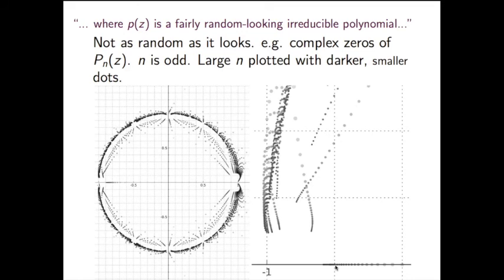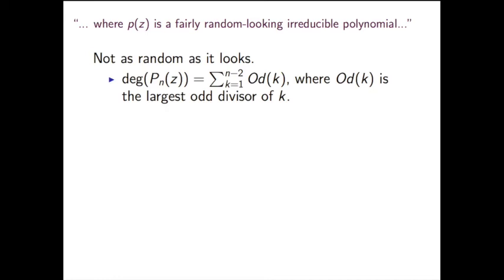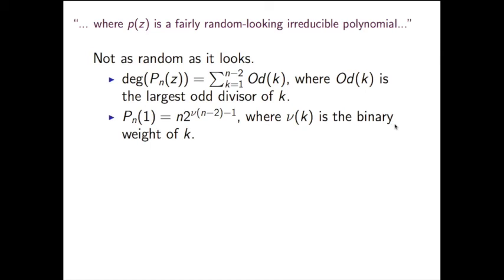We also found we could tease out a few other things about P of Z. We have the degree sequence, for example, in terms of the largest odd divisor of the numbers 1, 2, and so on. And we also know what the sum of the coefficients of P of Z is. But unfortunately, we were unable to answer the main question that was in Knuth's email, which is that we wondered if it's irreducible. And then we also wondered if it can be computed without dividing out these factors from this guy here.